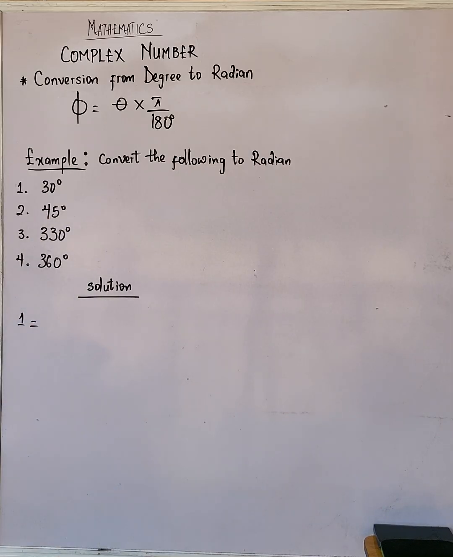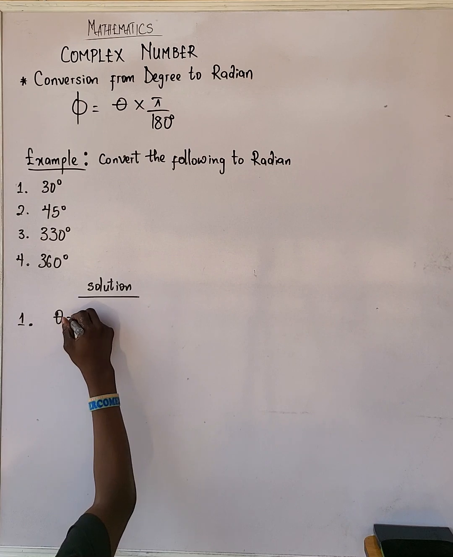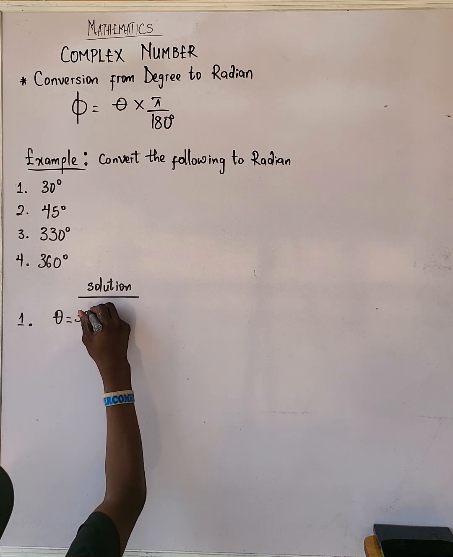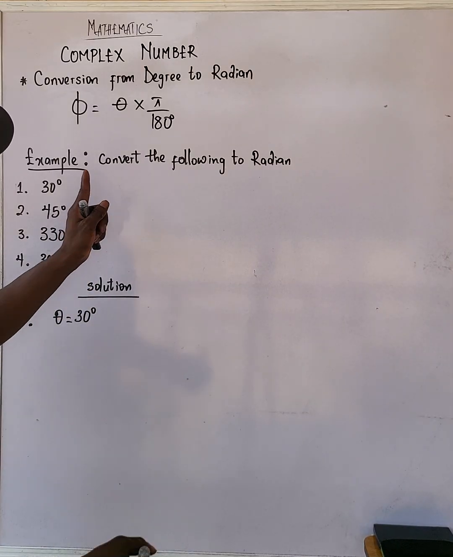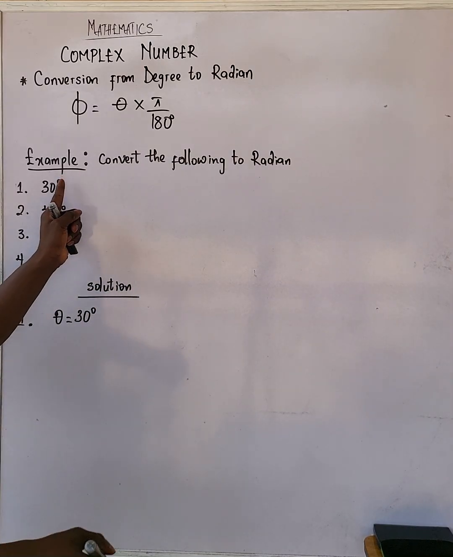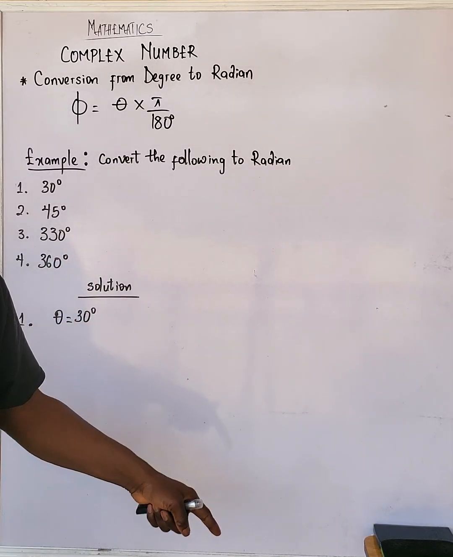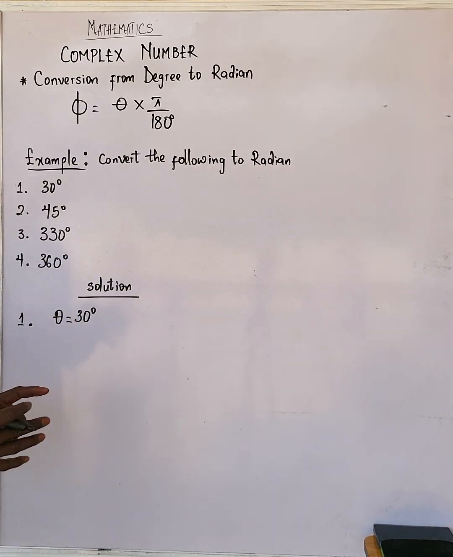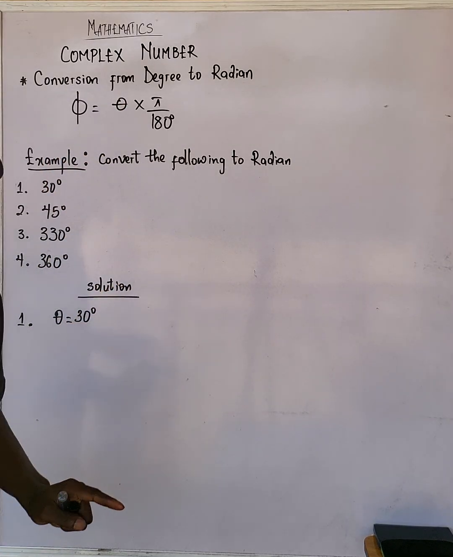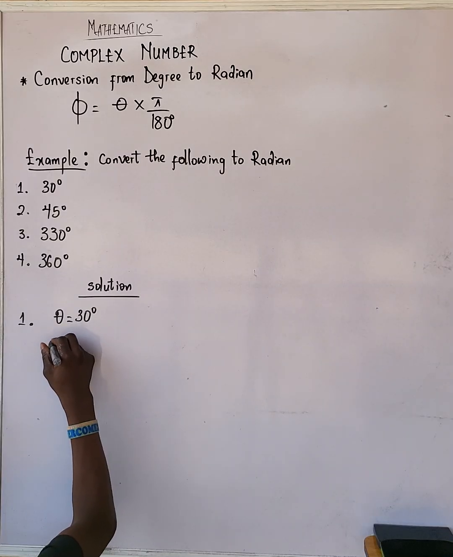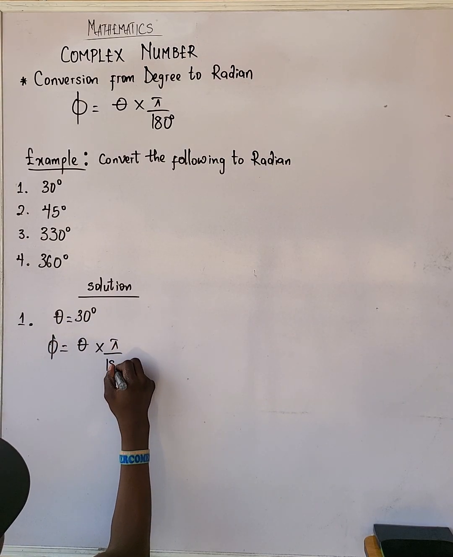Now let me pick for the first one. I was given 30 degree. Don't forget that's my theta, right? When it's given in degree, it is in form of theta. So I'm to convert the following to radian, meaning it is given in degree, and I want to convert it to radian. How do you go about it? Don't stress yourself. The formula is just theta multiplied by pi over 180. So to get our radian, that will be theta multiplied by pi over 180 degree.